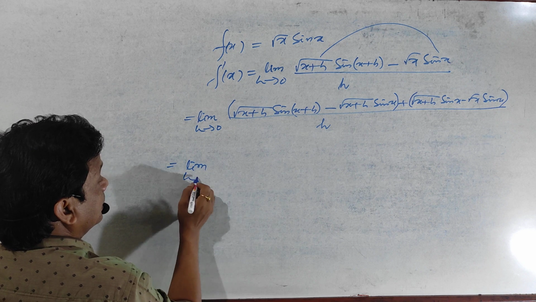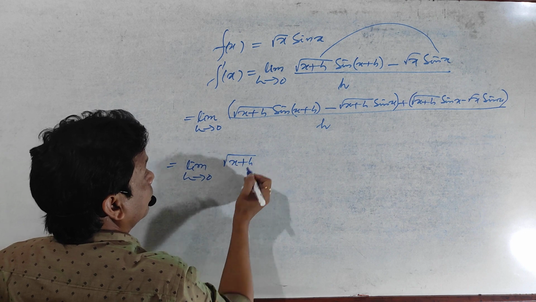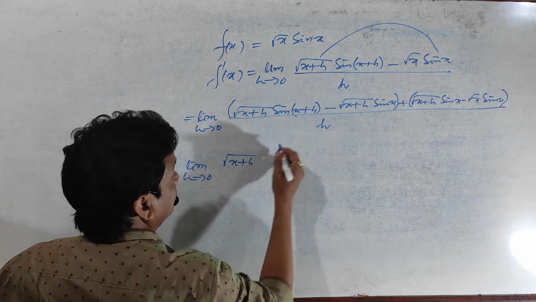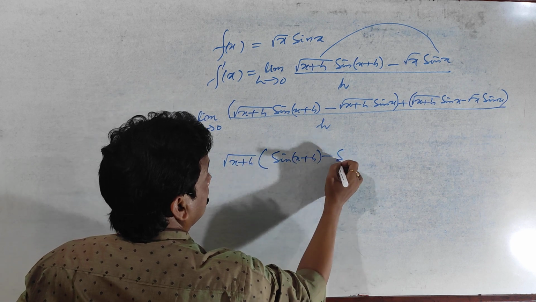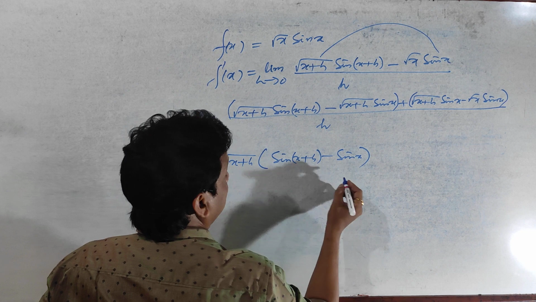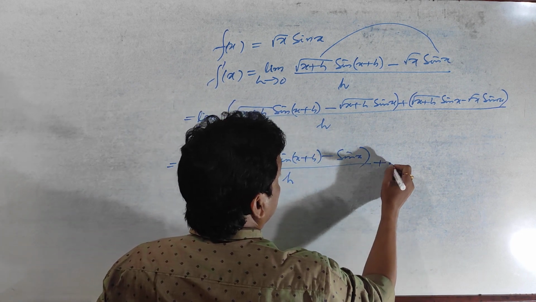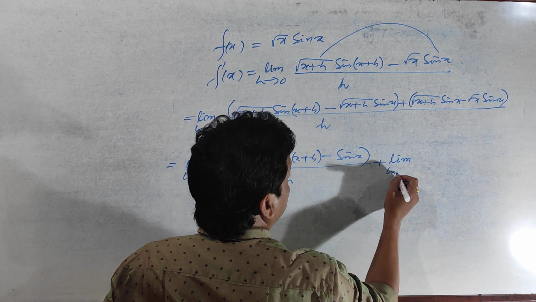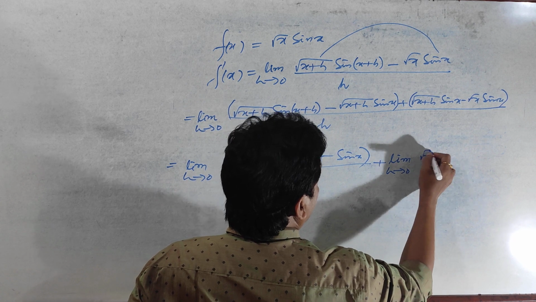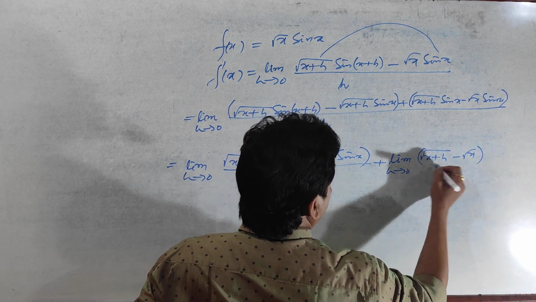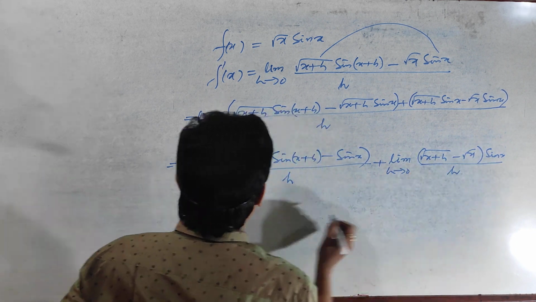Limit h tends to 0. Take common root of x plus h from these two. Then remains sin x plus h minus sin x divided by h. Then plus limit. I am separating both the cases. Take sin x common. So root of x plus h minus root x into sin x divided by h.